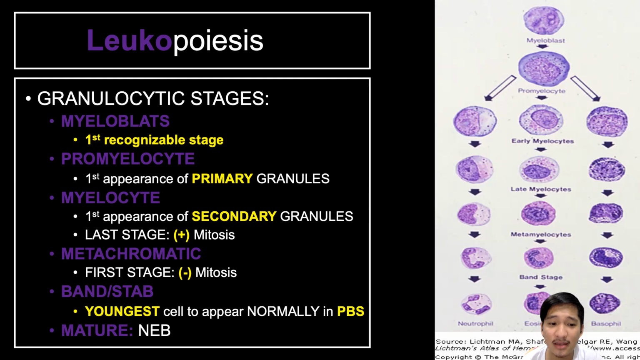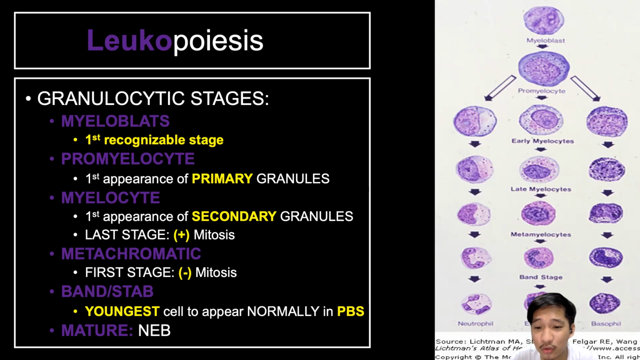And we can see the youngest cell to appear normally in the peripheral blood, which is the band or stab stage. And then, lastly, we have the mature neutrophil, eosinophil, and basophil. So from here, we have myeloblast, the promyelocyte, the myelocyte, the metamyelocyte, and the band. They are called bands because they have no segmentation or thread-like structures that connect the lobes of the nucleus of the mature neutrophil, eosinophil, and basophil.